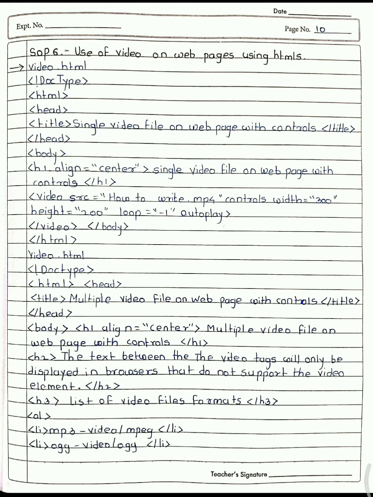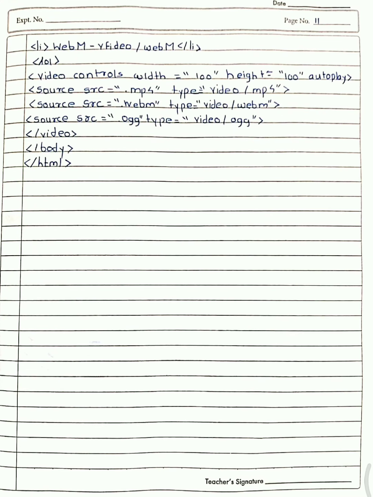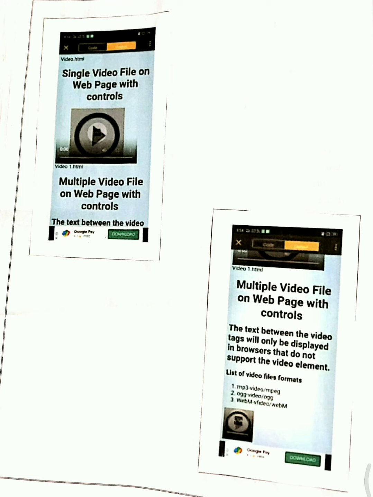Next is SOP number 6. In SOP number 6, you can see a video insertion program. Here you can use the video tag for video insertion. Several extensions of videos can be used here, like .mp4 which is used in this program, then .webm and .ogg. This is how you can see the output has been executed.